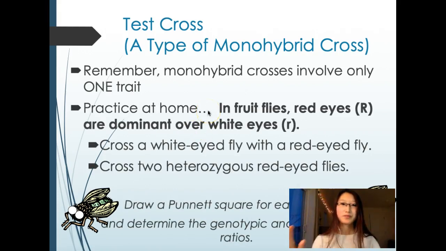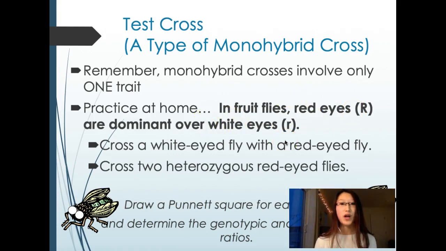There's no practice at home, but just think about this. If we have fruit flies, there's one trait that we're looking at: the eye color of the fruit flies. There are two possible variations of the eye color. Remember, whenever we have a variation of a gene, we call that an allele. The dominant allele is red. The red eye trait is dominant, and the red eye allele, big R, is dominant over white eyes, which is little r.